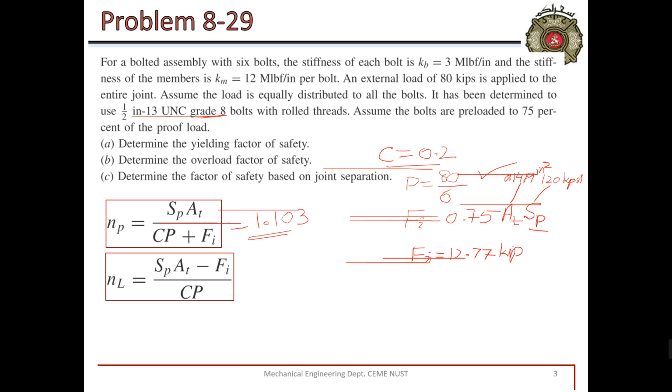For the second part, they have asked us to calculate the overloading factor of safety. We have the equation for overloading factor of safety. All the terms are the same. The only difference is that this NL is only multiplied by CP, not Fi. So we have all the parameters. Just calculate the overloading factor of safety. If we calculate this, substituting values, it comes out to be 1.597.